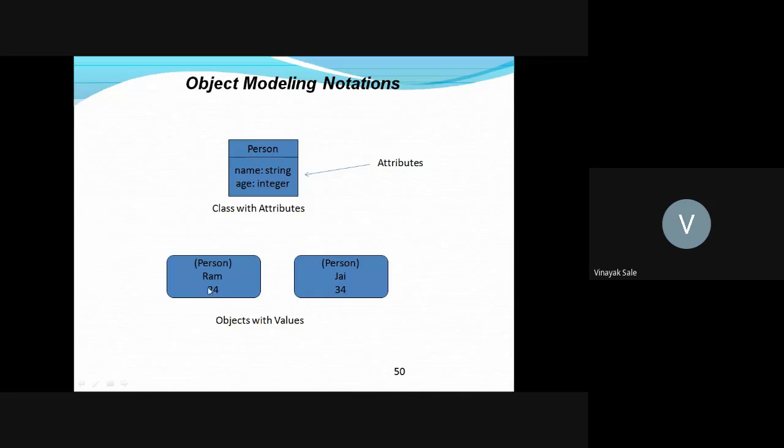the attributes, that is 24, 34. These are the attributes of that class: name Ram or Zai, age 24 or 34 or whatever. This is the object with values, and this is the class with attributes. This is object modeling notation.